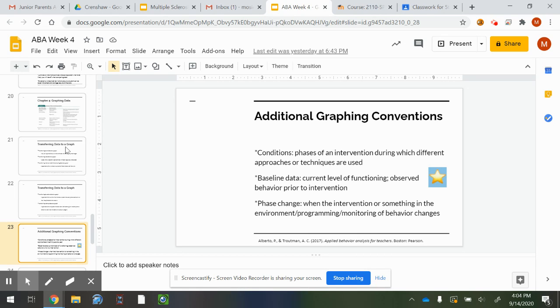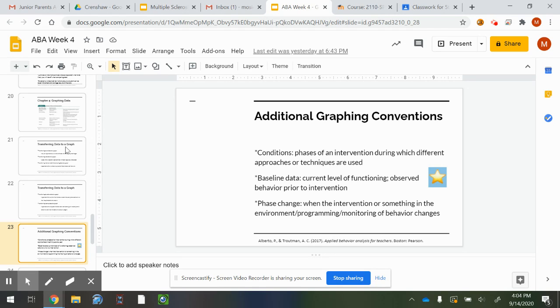Baseline data. Baseline data is the current level of functioning, and it's the observed behavior prior to any type of intervention. So when we go through our data tonight, what you will see is baseline data. What we do in class, we will build off of that as we begin to build interventions and behavior plans.